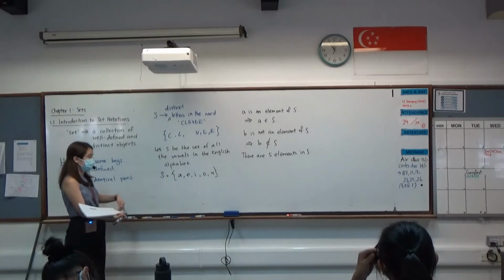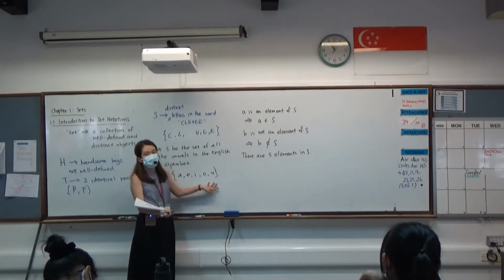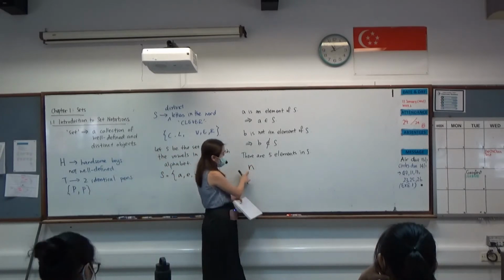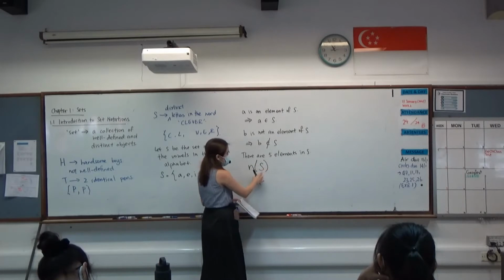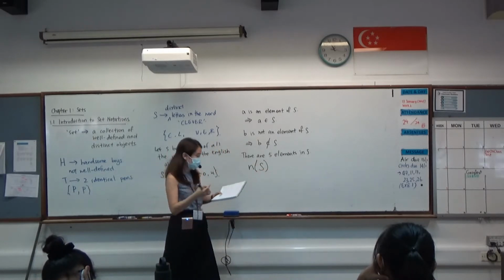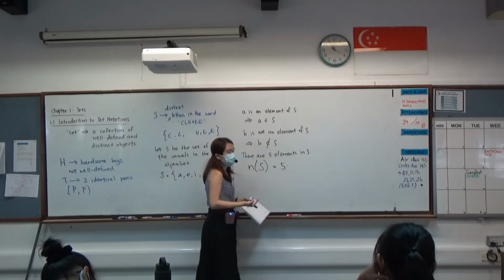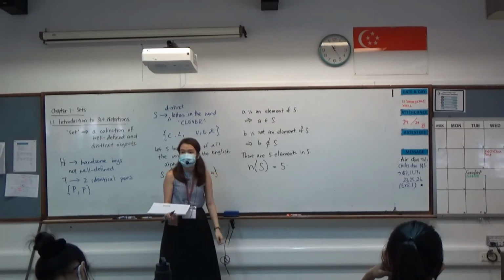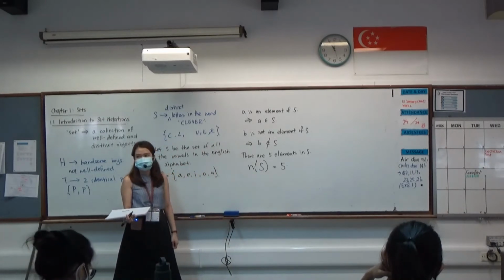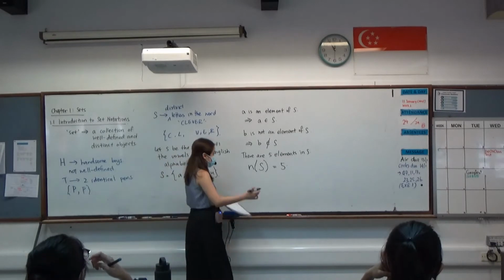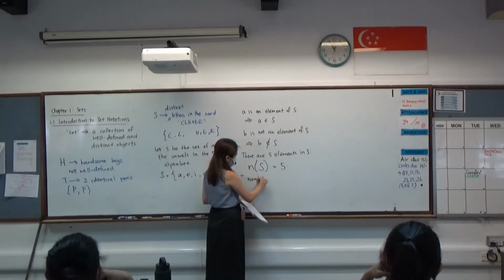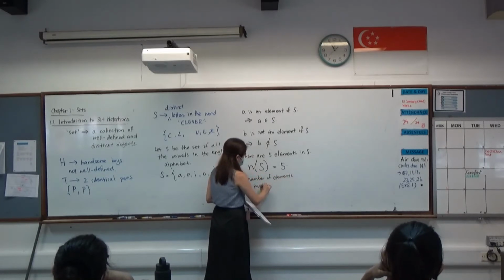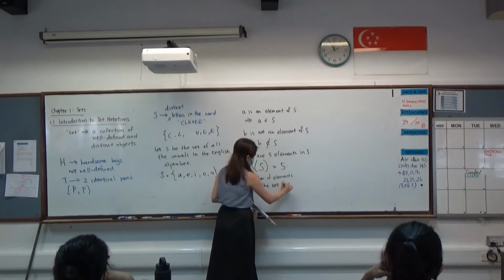Elements in S. Clearly, there are only five vowels. So how to simplify this English phrase? We can write a small letter n, bracket, the name of the set that you're referring to, and in this case, it is equal to five. So the number of elements in the set S is equal to five. If you want to read this: the number of elements in the set S is 5.